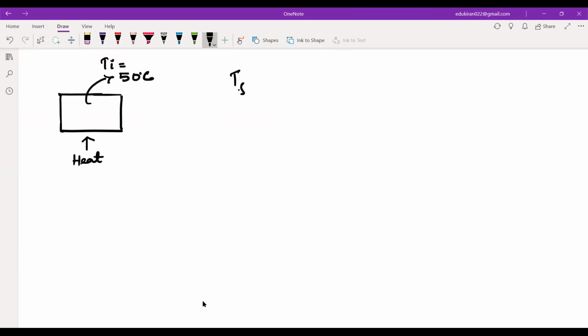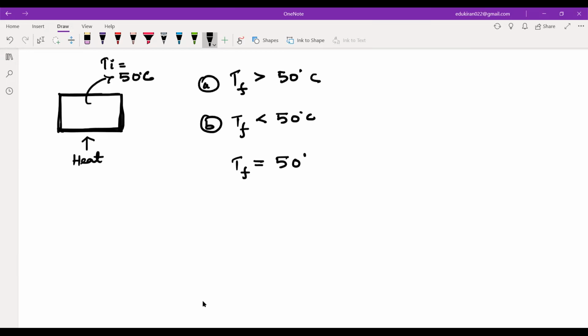So what can you tell me about T final? This is a closed system, and we are heating it. So what can you say about the T final? A: it will be greater than 50, B: T final will be less than 50, or C: T final will be equal to 50. Tell me, guys, A, B, or C? A. I hope all of you agree. Yes or no? Yes, sir. Okay, fine. Now let us see.